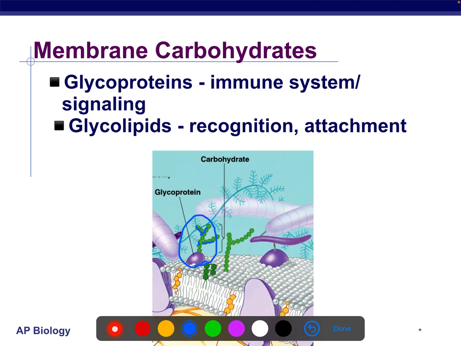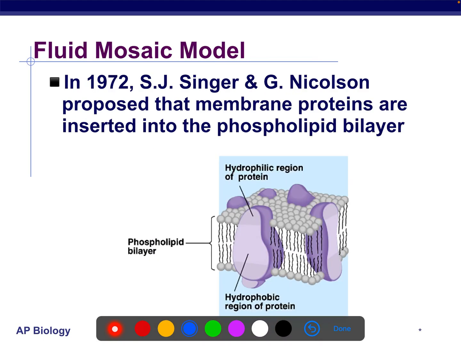And then finally glycolipids, which maybe you'll have like a lipid attached to a carbohydrate, which is an example right there. They're going to a lot of times be used in attachment for cells to cells, and then also for recognition, so that a cell, or a signal or something like that, can recognize what type of cell this is.